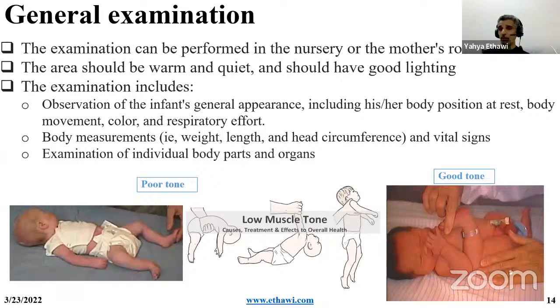Okay, so let's start with general examination. Do you guys have any question? Please ask questions. I will stop at 25 slides, so if you can ask me questions. Okay? Any question? Otherwise, I will ask questions.